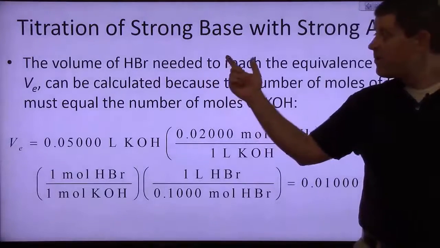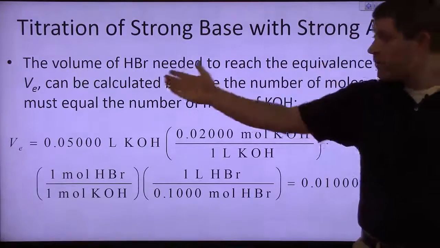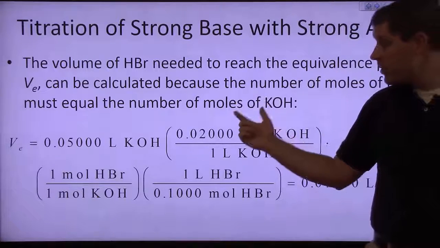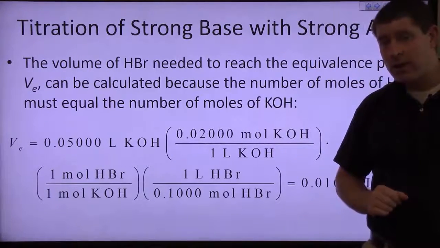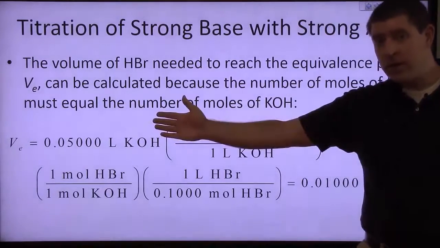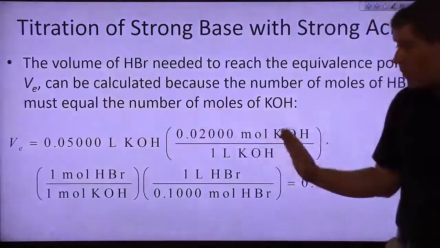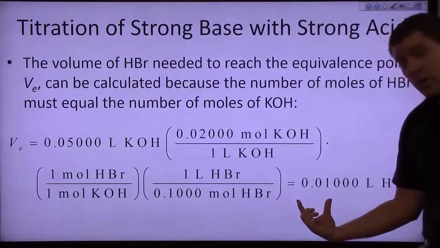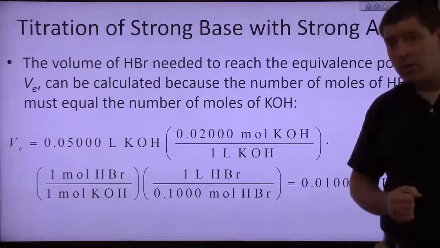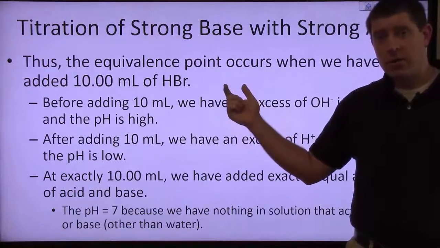So the volume of hydrogen bromide, our titrant, that is needed to reach the equivalence volume, VE, can be calculated because the number of moles of hydrogen bromide must equal the number of moles of potassium hydroxide, because our hydrogen ions are reacting with our hydroxide ions in a 1-to-1 mole ratio. And we can calculate that. So we've got VE, which again is our volume at the equivalence point, and once we work out the math, that works out to 0.01000 liters of hydrogen bromide added, so 10 milliliters. And therefore, the equivalence point occurs when we have added 10 milliliters of our titrant hydrobromic acid.